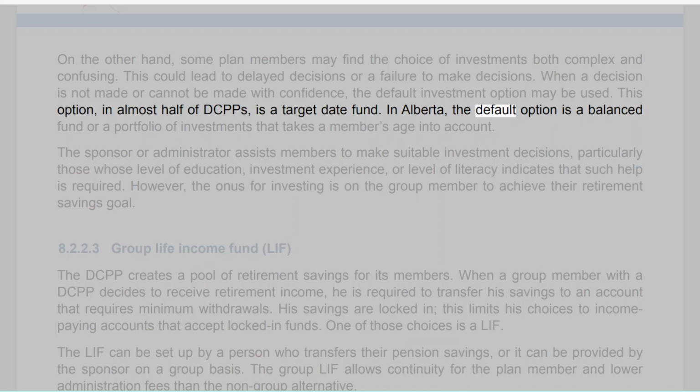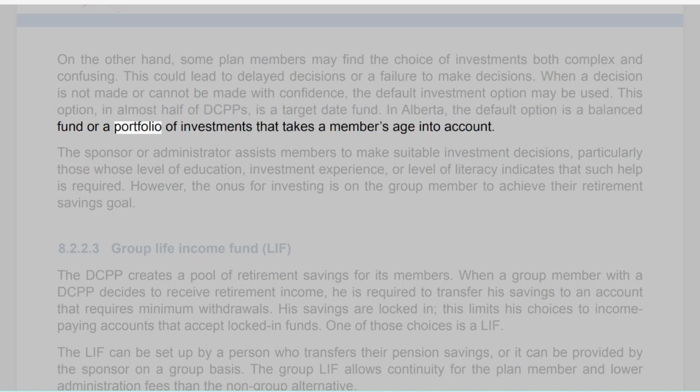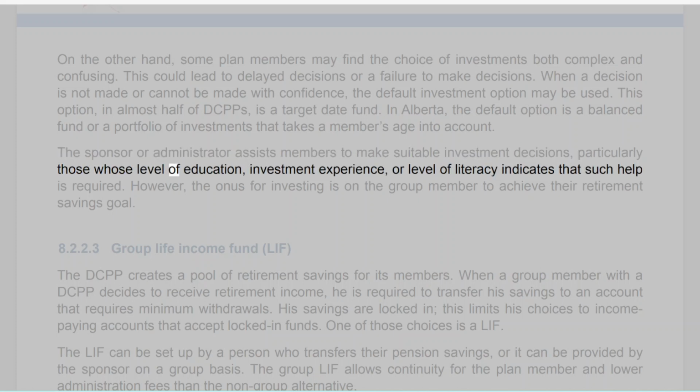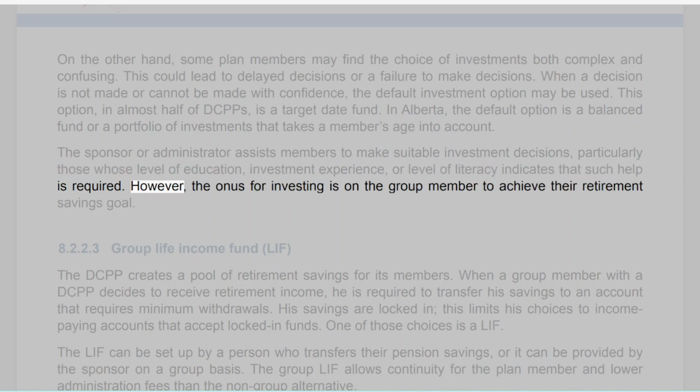In Alberta, the default option is a balanced fund or a portfolio of investments that takes a member's age into account. The sponsor or administrator assists members to make suitable investment decisions, particularly those whose level of education, investment experience, or level of literacy indicates that such help is required. However, the onus for investing is on the group member to achieve their retirement savings goal.